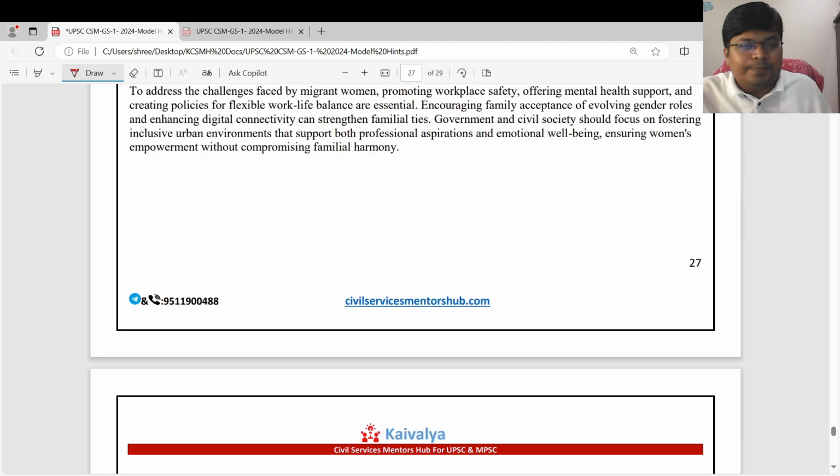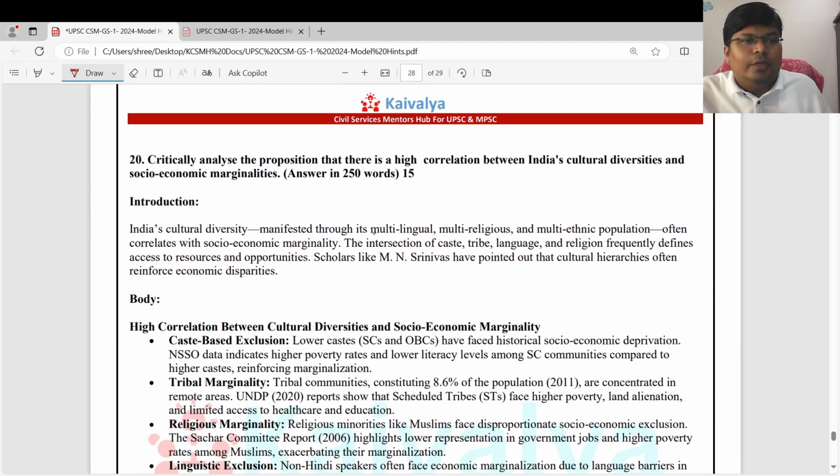Then 20th: critically analyze the proposition that there is a high correlation between India's cultural diversity and socio-economic marginalities. The question is demanding whether it is true that India's cultural diversity is always related to socio-economic marginalities. Now, in the introduction, you need to define India's cultural diversity and socio-economic marginalities.